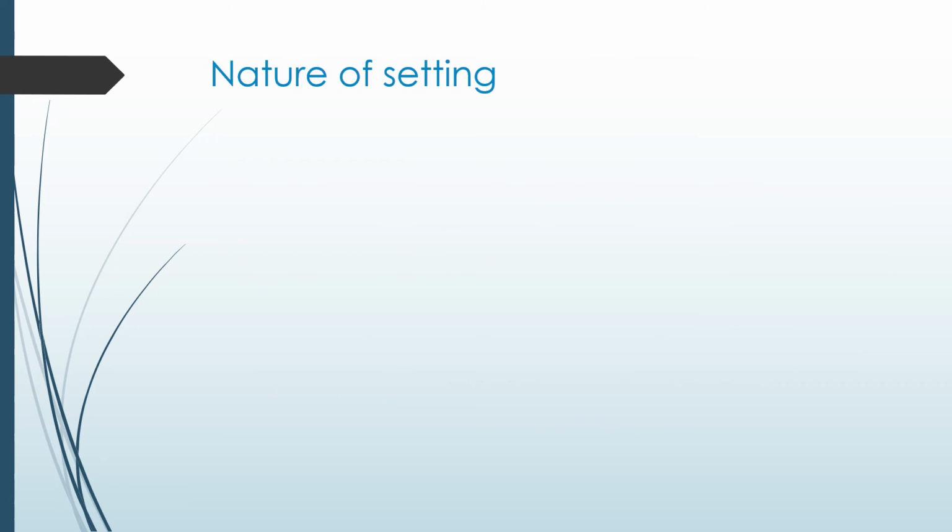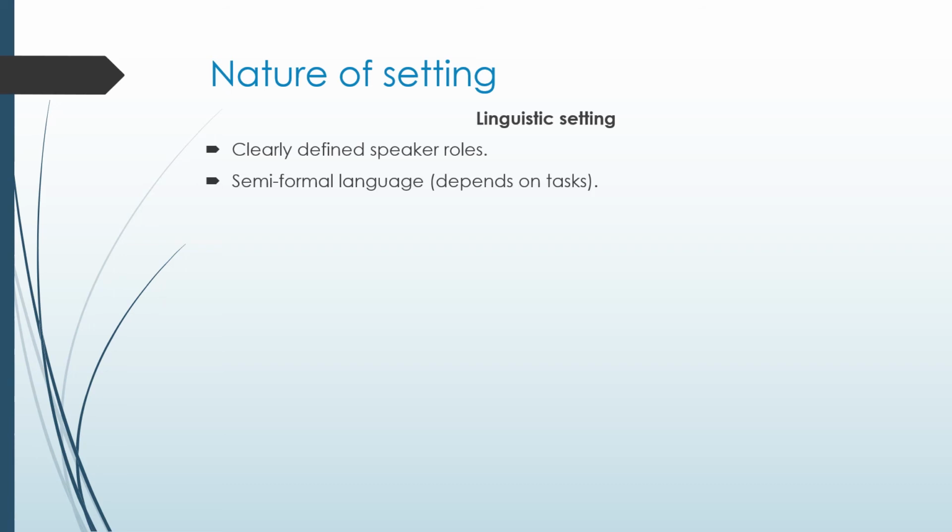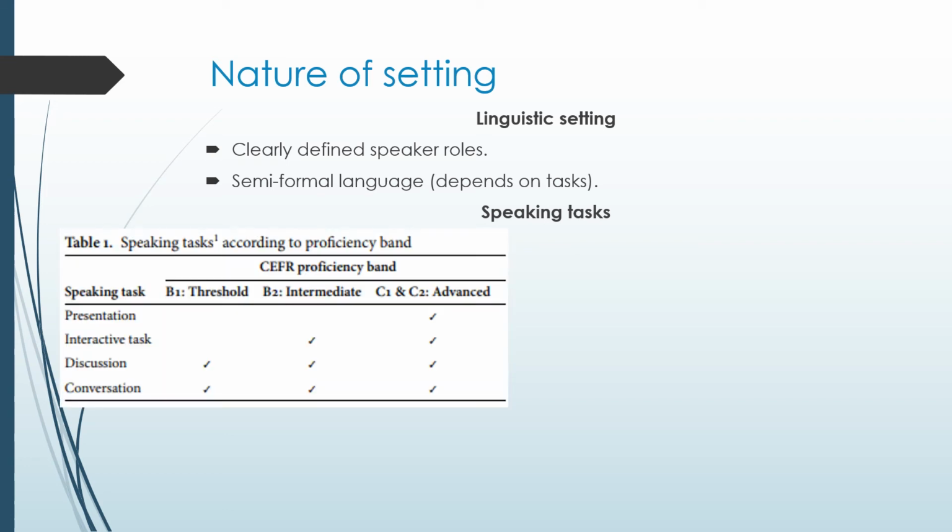Another important thing is the nature of setting. In this case, it was clearly defined because it was an exam setting, so semi-formal language was used that, however, depended on the specific tasks that the speakers were given. The specific tasks were presentation, interactive task, discussion, and conversation. As you can see from the table, not all the speakers were given the same tasks. That is, B1 level speakers were given only discussion and conversation tasks, B2 were given both of those and interactive tasks, and C1 and C2 speakers were given all four types of tasks.